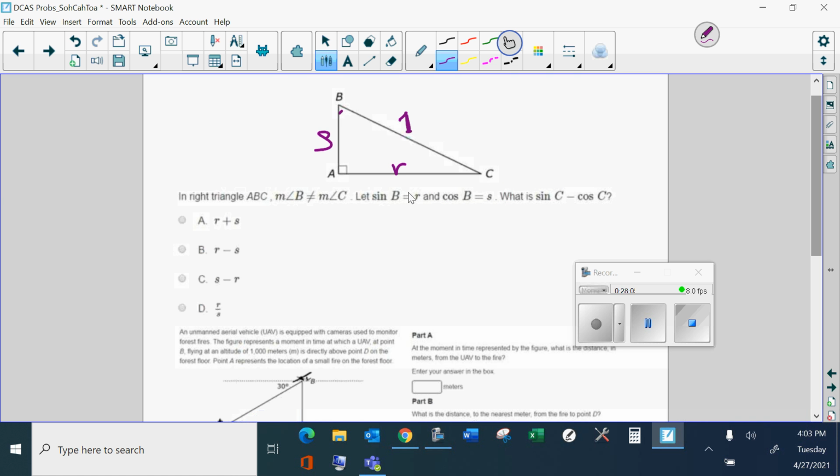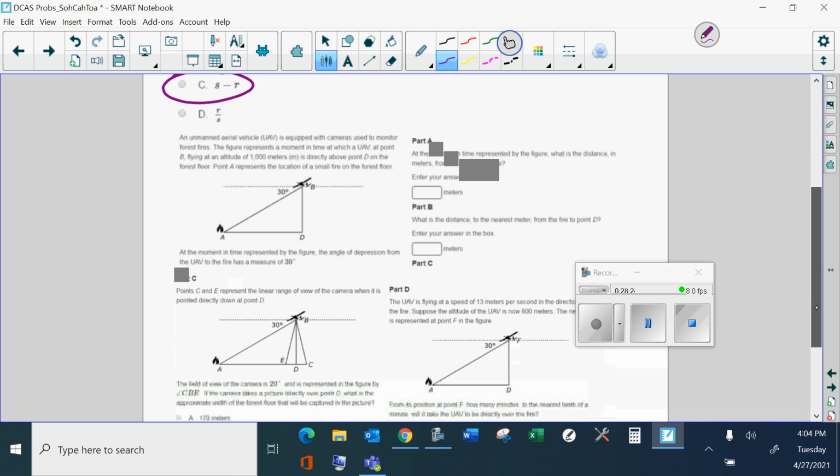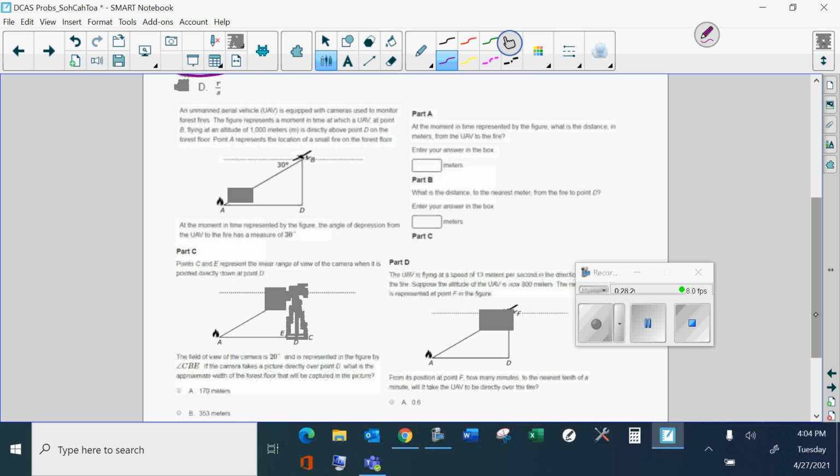Now it says, what's the sine of C? The sine of C, remember that's opposite over hypotenuse. S over 1 is S. Minus what's the cosine of C? Adjacent over hypotenuse, R over 1 is R. So it's S minus R. Okay. Gotta be able to do that. All right. Remember, this is the angle of depression, which is congruent to the angle of elevation right there.